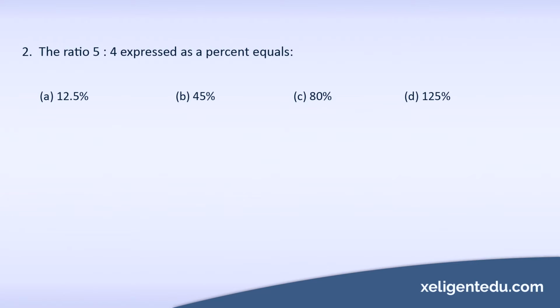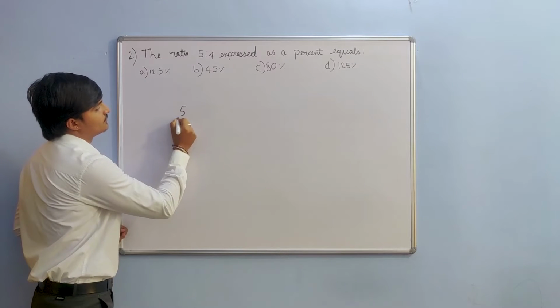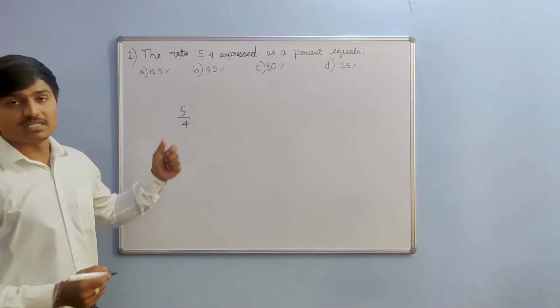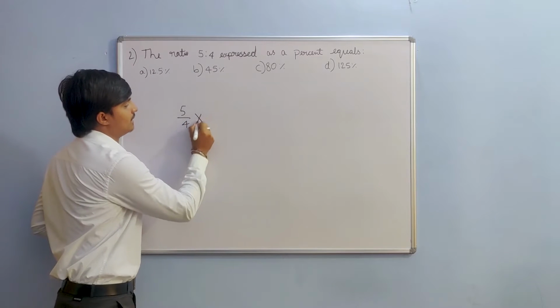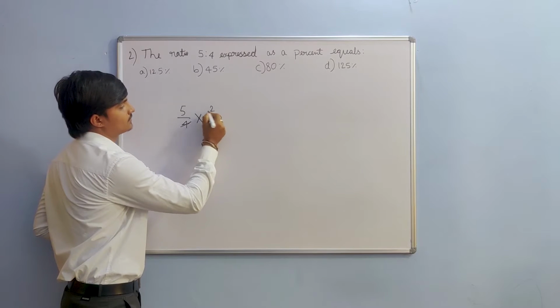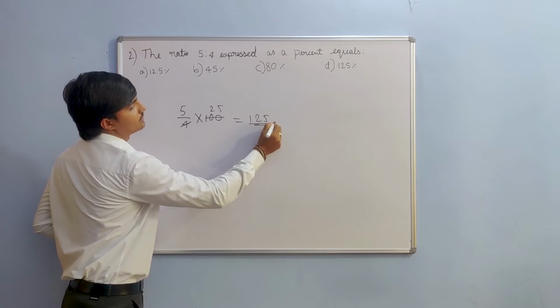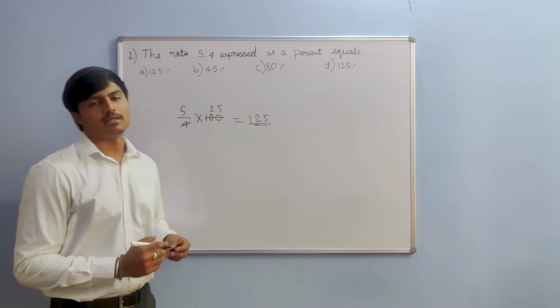The ratio of 5:4 expressed as a percent equals option A, 12.5%, option B, 45%, option C, 80%, and option D, 0.25%. The ratio of 5:4, that is 5/4, expressed as a percent means we'll multiply by 100, which will give you 25 into 5, that is 125. So that is 125%. So option D is the right answer.